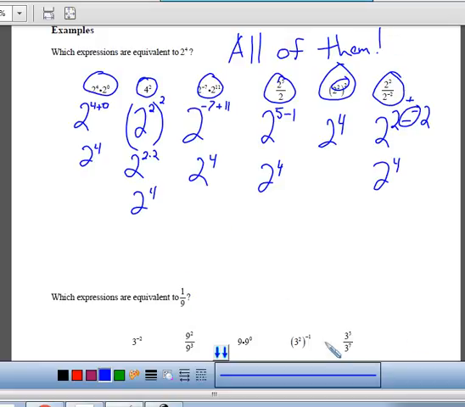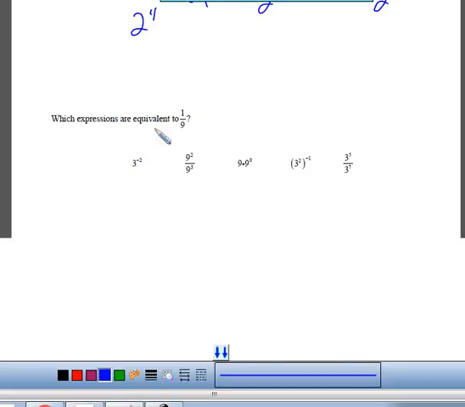Okay, so now we have some examples below, which are equivalent to 1/9. 3 to the negative 2. Oh, by the way, 1/9 is the same as 1 over 3 squared, or 3 to the negative 2 power. So watch what happens. Well, our first example we already know is going to work, 3 to the negative 2. But let's just convert it to make sure. We don't like negative exponents, so it's really 1 over 3 squared, or 1/9. So this one works.